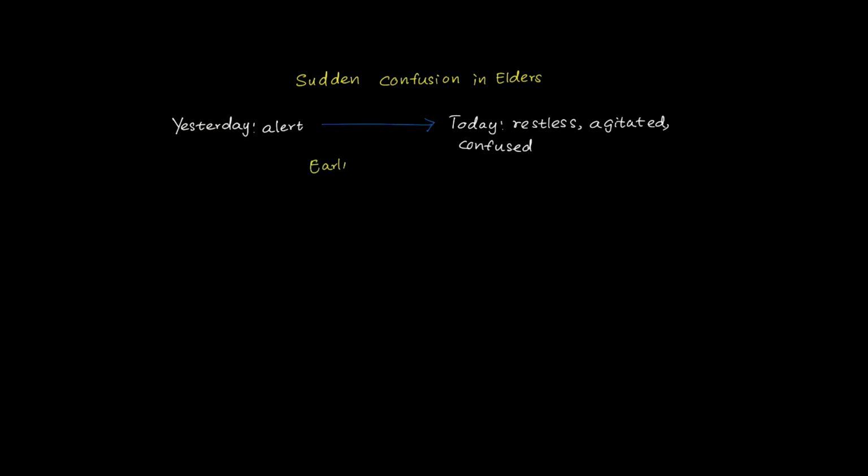Here's a classic older adult pneumonia question, and the pattern trips up a lot of students. The patient was oriented yesterday. Today, restless, agitated, confused. The right interpretation is early hypoxia. The brain is the first organ to complain when oxygen drops, and in older adults that complaint often shows up as confusion or agitation, rather than shortness of breath.